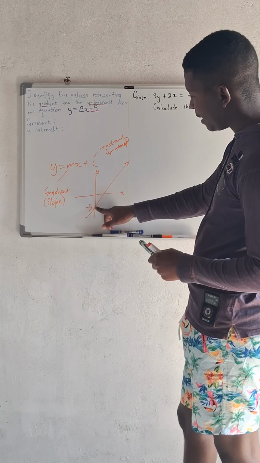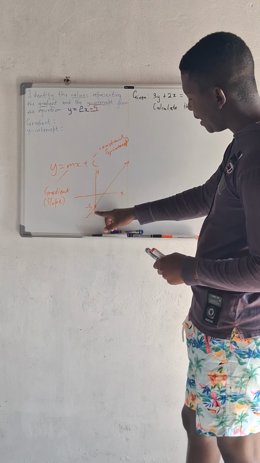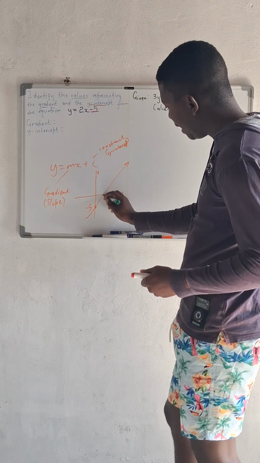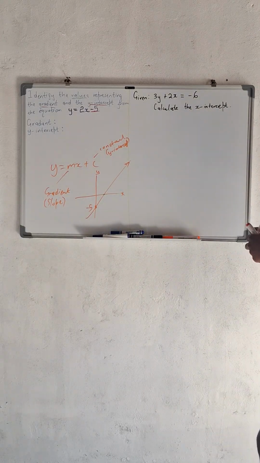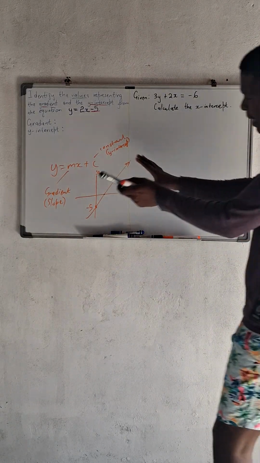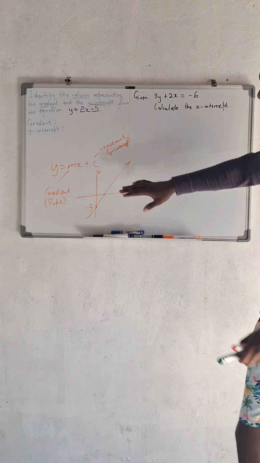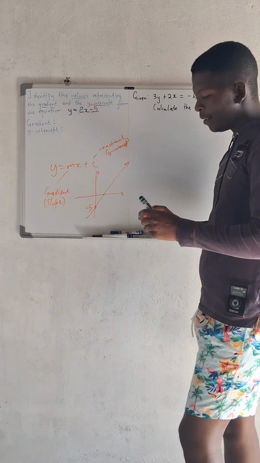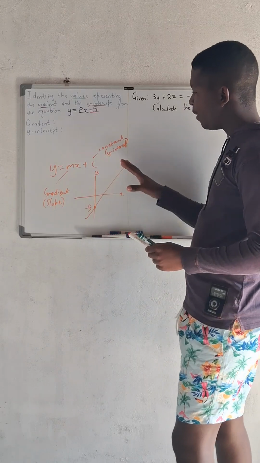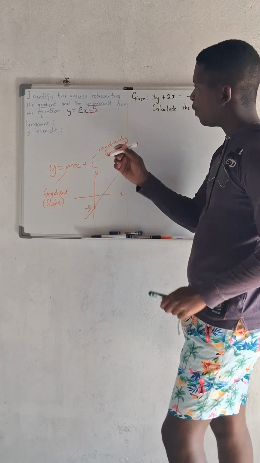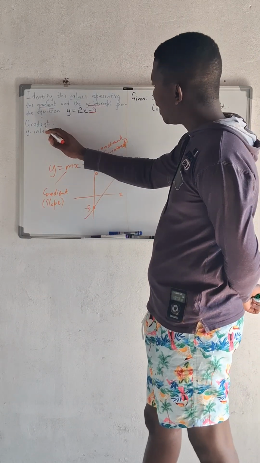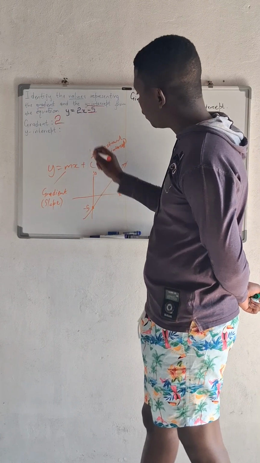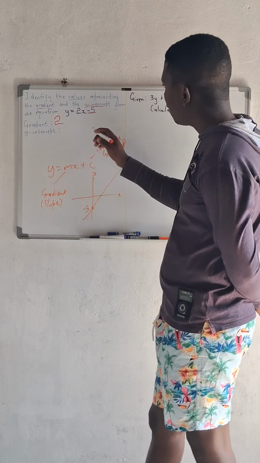This is our y-intercept, where the graph cuts the y-axis. X-intercept, where the graph cuts the x-axis. Right. Those are just basics explained shortly. So, if you understood what I just explained here, you already know that it is an increasing graph, a positive gradient of 2. As you can see, my graph is increasing.